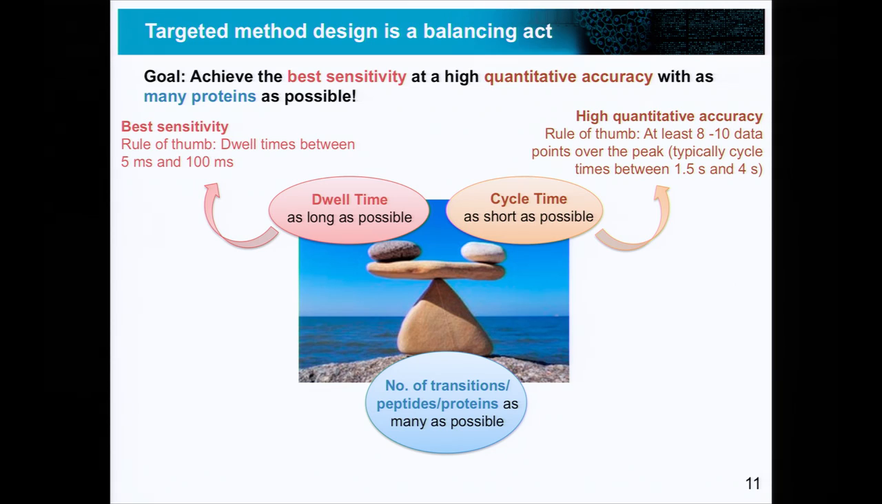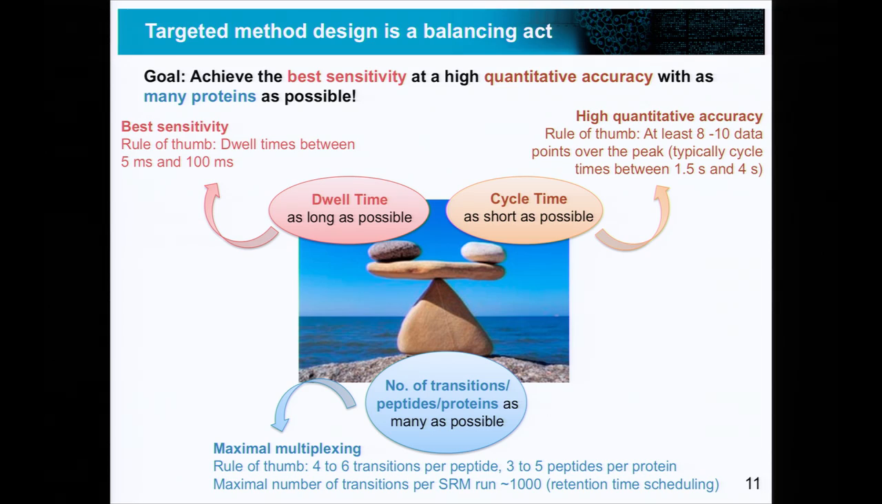And then there is this last parameter of number of transitions. So again, usually people are not aiming just for measuring a single peptide or a single protein, but you want to quantify several peptides and proteins. And here the rule of thumb, what people often work with, is to target each protein not just with a single peptide, but always try to use several peptides per protein. 3 to 5 is what often people aim for. And each peptide, again, should be not measured with just a single transition, but with several transitions, 4 to 6, depending on your specific project.